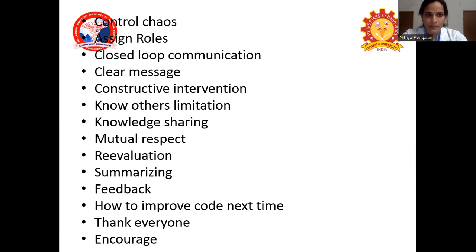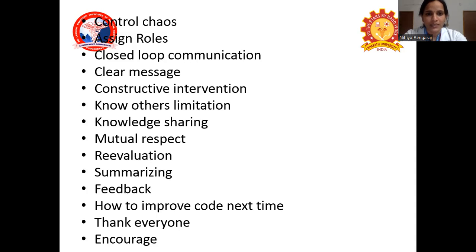Each and every person in the team has to be given specific roles, and there should always be closed loop communication. That is, if I say something, I have to know whether you have done it or not. So somebody to whom the instruction has been given will respond back saying, yes, it has been done, or no, it was not done. They have to respond back. The message should be delivered very clearly.